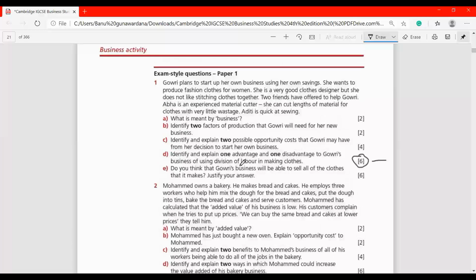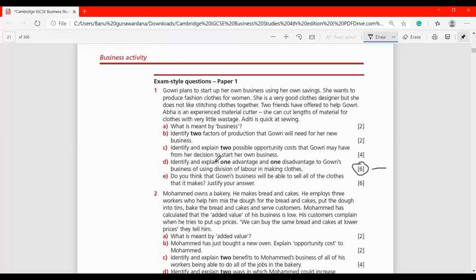So the question is, identify and explain one advantage and one disadvantage to Gauri's business of using division of labor in making clothes. Okay, now they ask us to identify and explain one advantage and one disadvantage to Gauri's business of using division of labor. One important thing that we can do while we are in an examination is to make sure that we underline the keywords so that we can directly answer to the point, which is really important. One advantage and one disadvantage to Gauri of using division of labor.